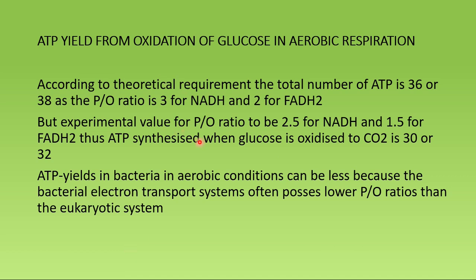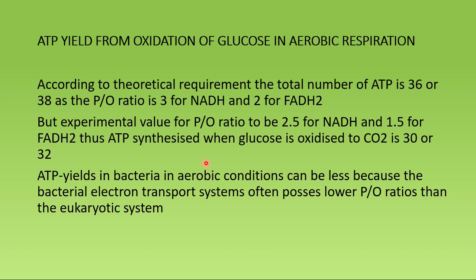This we have discussed for the eukaryotic system, but in the bacterial system it may be even less because of having lower P/O ratios than the eukaryotic systems. So this is how we can conclude that we get 32 ATP for one complete oxidation of a glucose molecule through aerobic respiration.